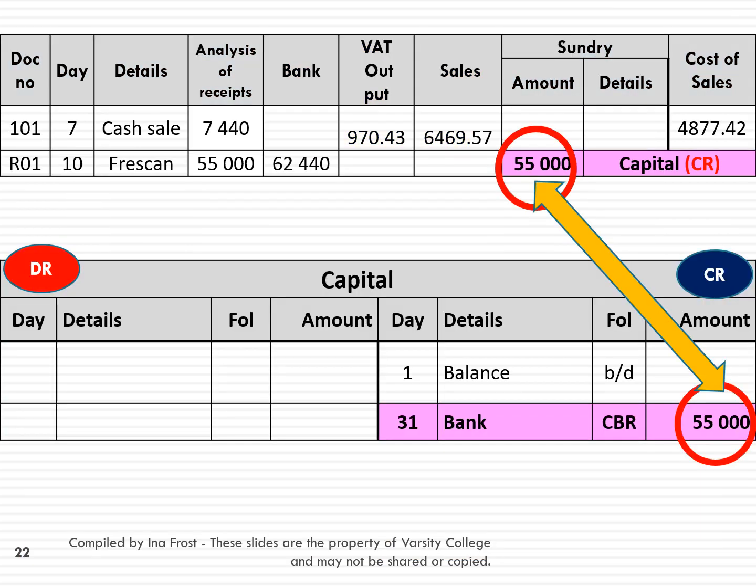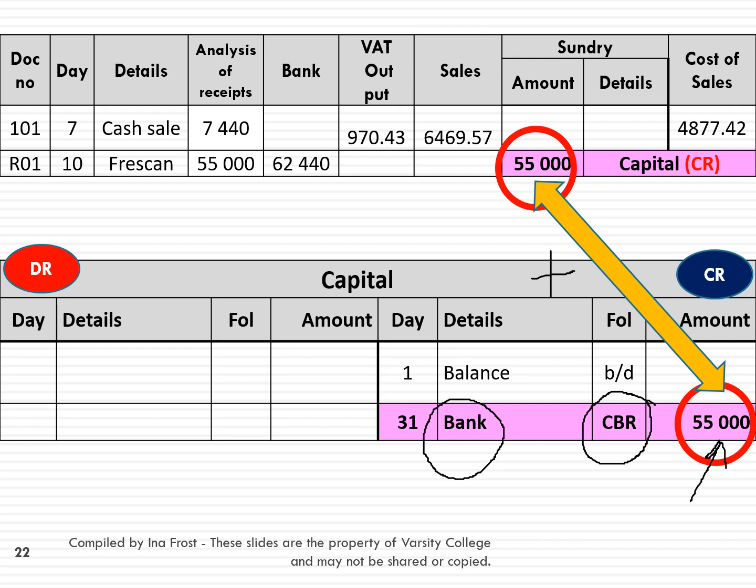So the first one, the owner made a capital contribution. So the first thing we're going to post is that capital contribution. Again, I'm using dead click, and capital increases on the credit side. Again, my details is bank. It tells me where the other side of the entry is. My folio, cash book receipts, so again we can go back there for further detail, and the amount 55,000 rands.